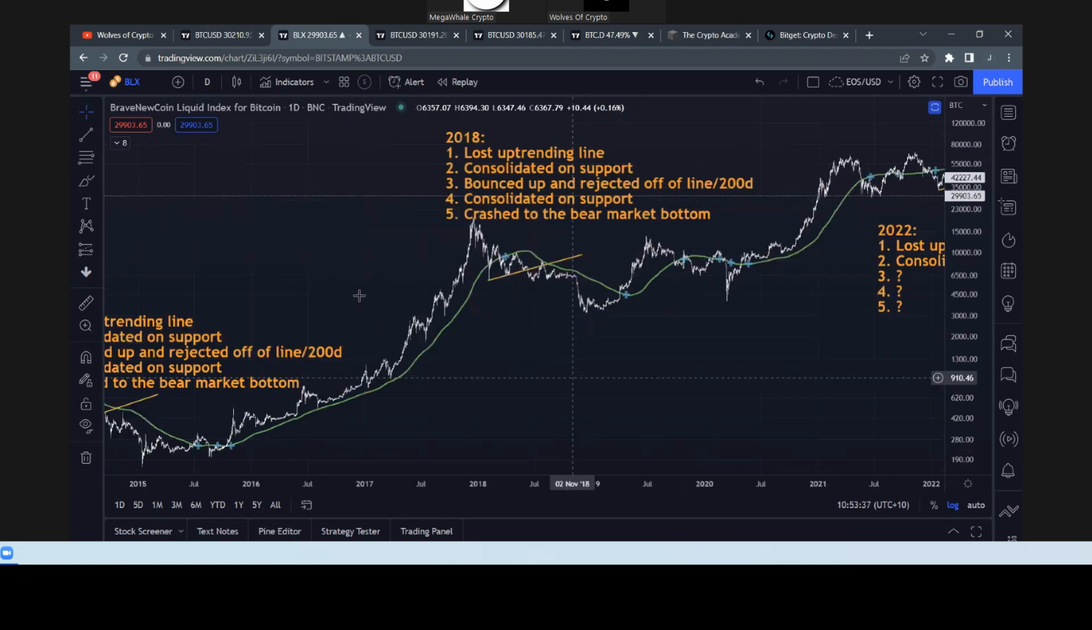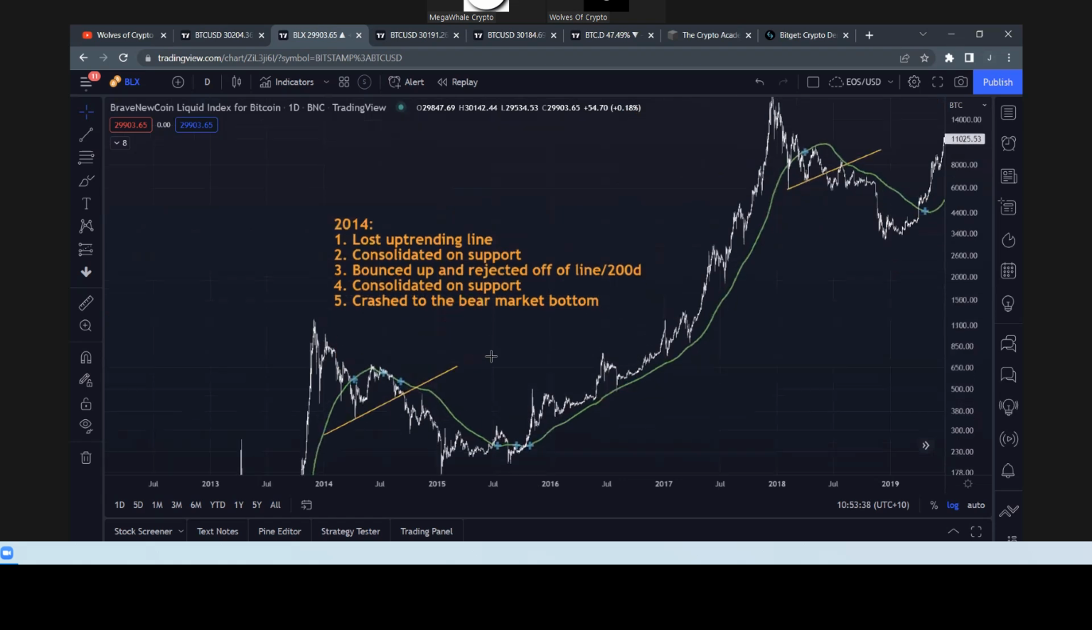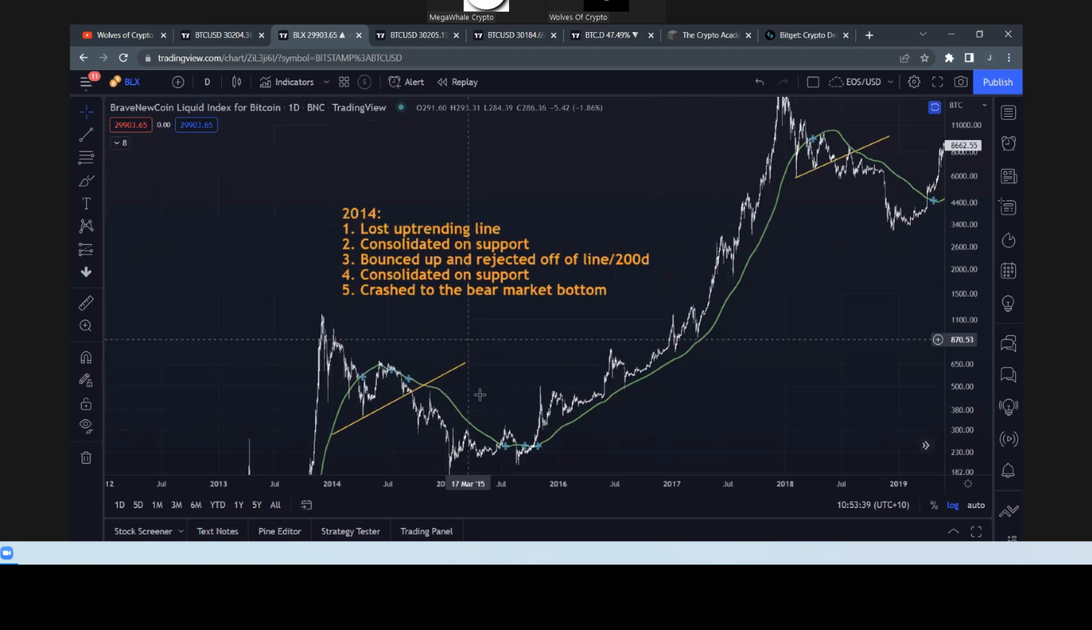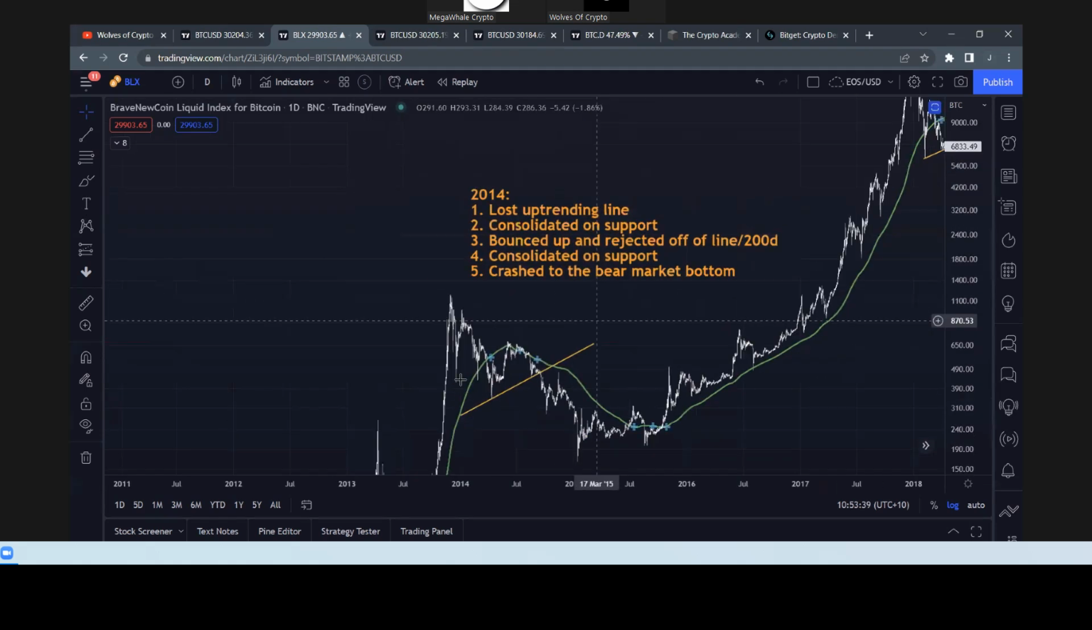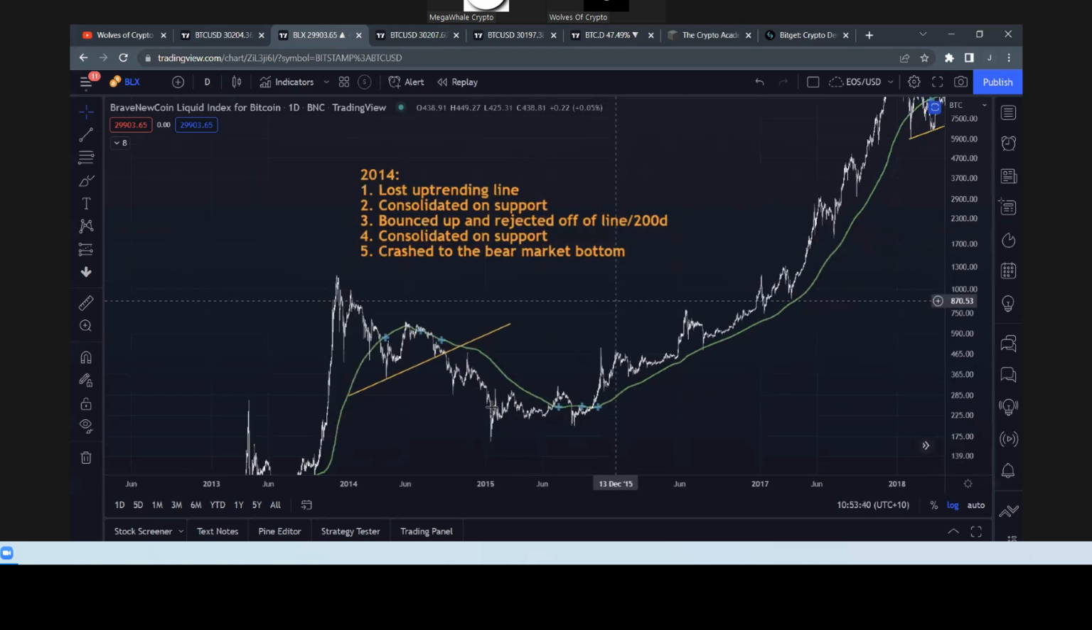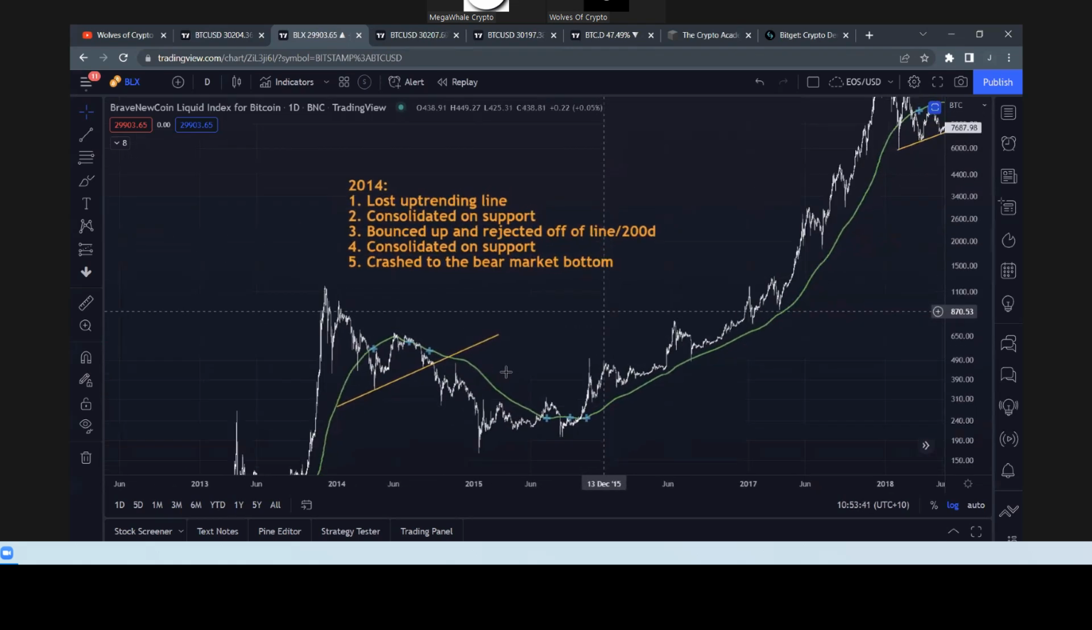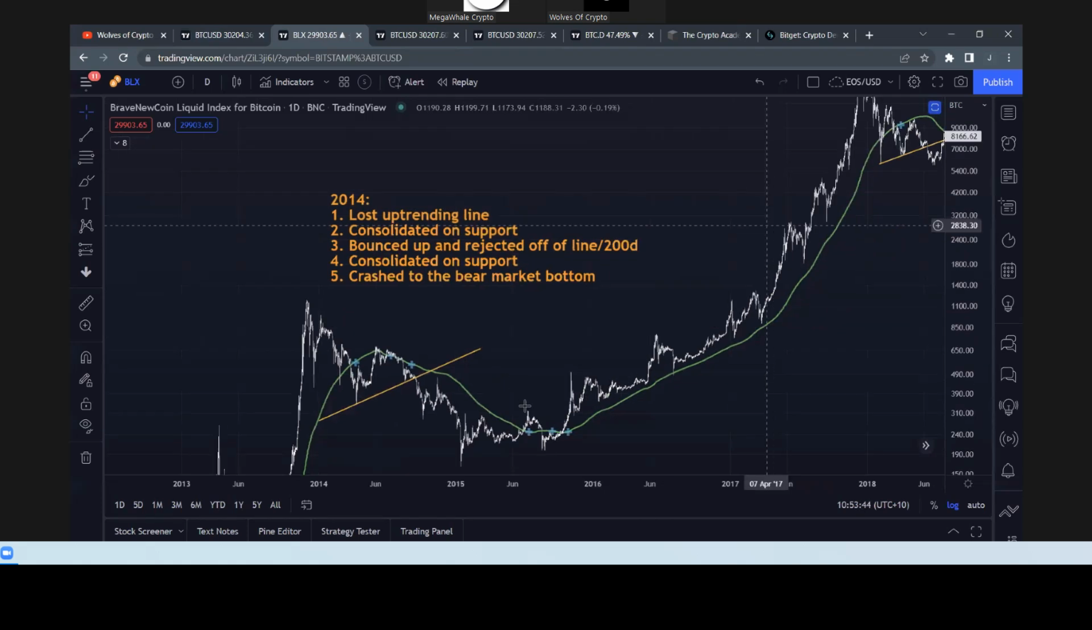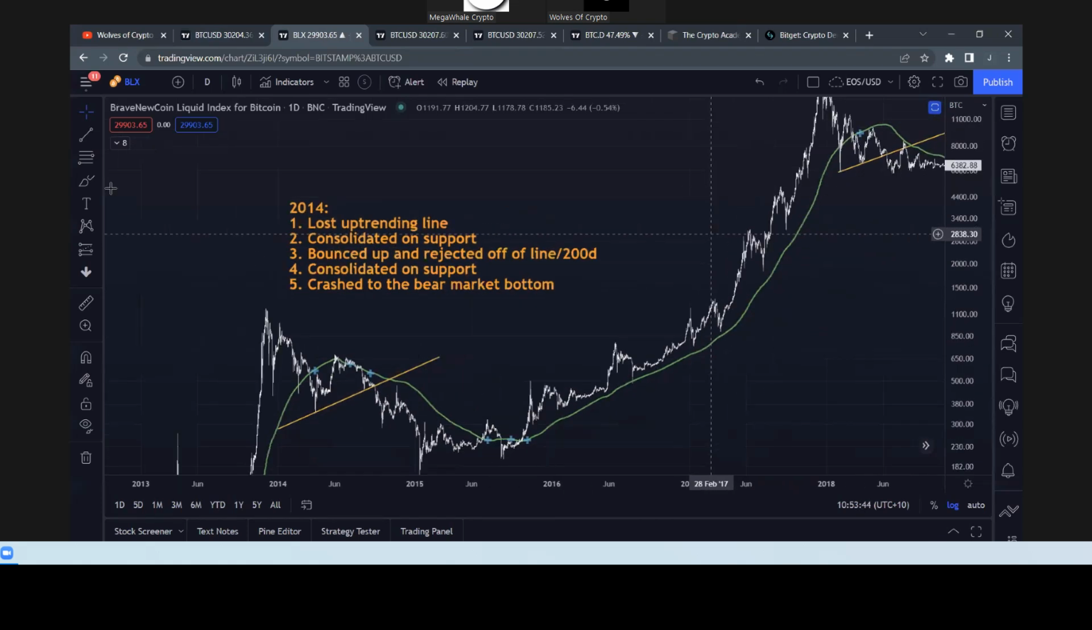So we topped out, we went downwards, we formed an uptrending line. We lost that uptrending line, okay? We consolidated below the uptrending line. We bounced back up to around the 200-day SMA, rejected off of it, or rejected the price action near it, and then bottomed out in the bear market.